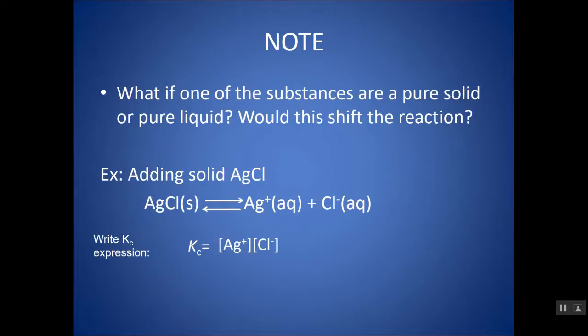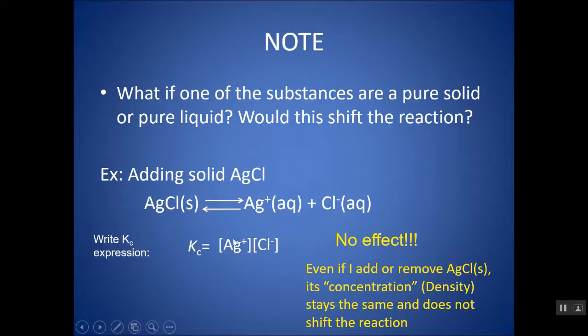Okay? Here's another question. What if one of the substances is a pure solid or pure liquid? Adding or removing it, would that shift the equilibrium? So let's take a look. So let's say here's a reaction that goes with a Ksp. This is a Ksp reaction because I have a solid and it's dissolving into its aqueous ions. It's at equilibrium, double arrows. Here's my Kc expression. Notice the solid's not in it. What if I added more solid AgCl? Would that shift the reaction? And the answer is nope. It would have no effect. Why? Because it's not in the equilibrium expression.